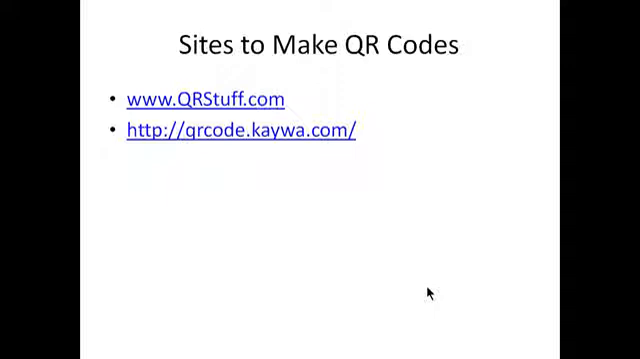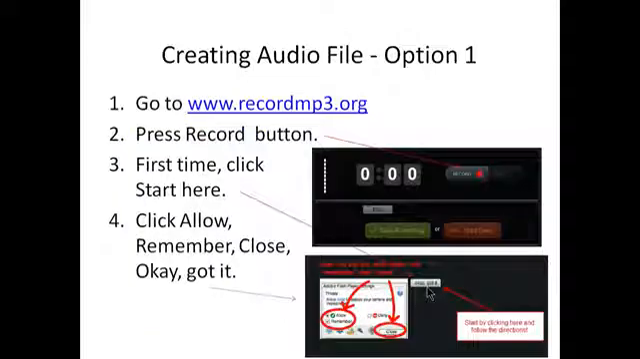So here's a couple of sites that are used to make QR codes. The first is qrstuff.com, and the second is qrcode.kaywa.com. My personal preference is QRstuff, but a lot of people like the Kaywa site. Both work as well. So we're going to do a couple of different options of how to create audio files.